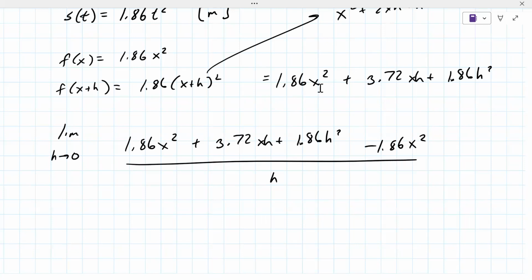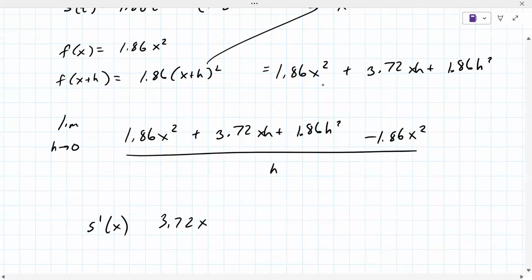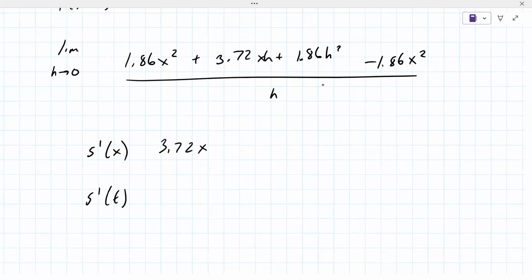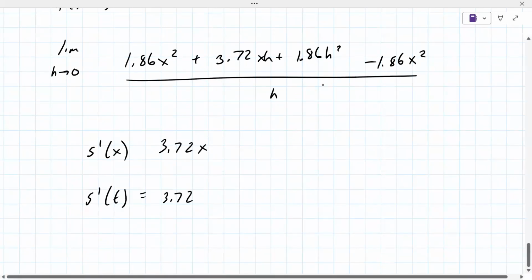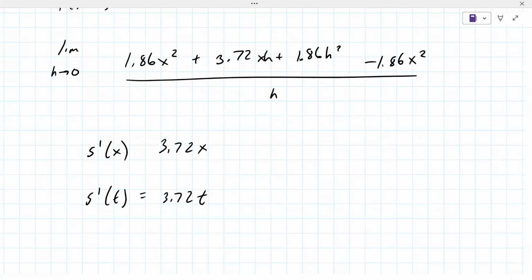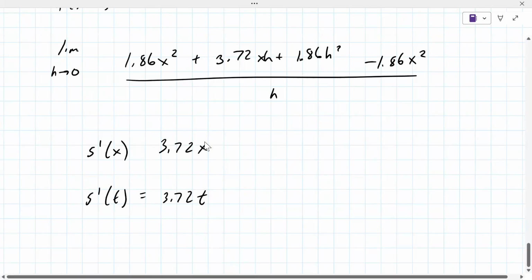I got 3.72x. Right, that is the derivative. That is the s prime of x, or if we switch back to t, which we probably should, it is 3.72 t.